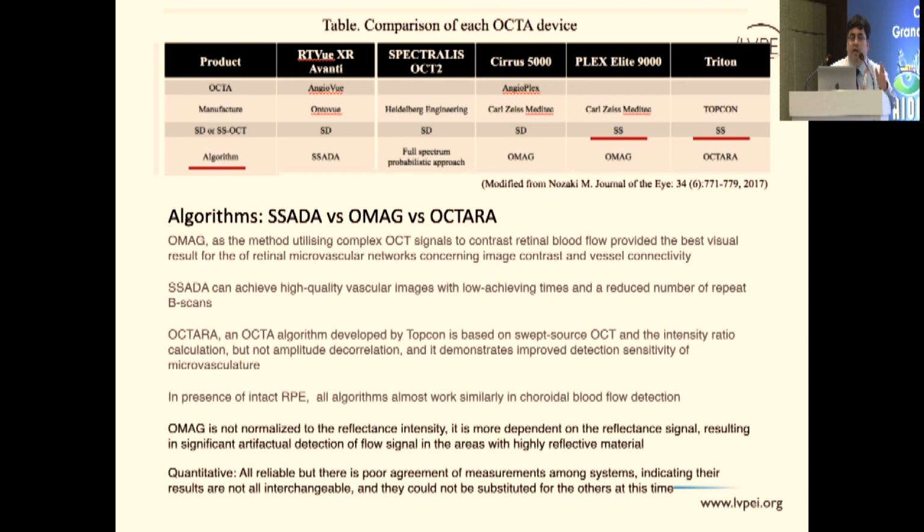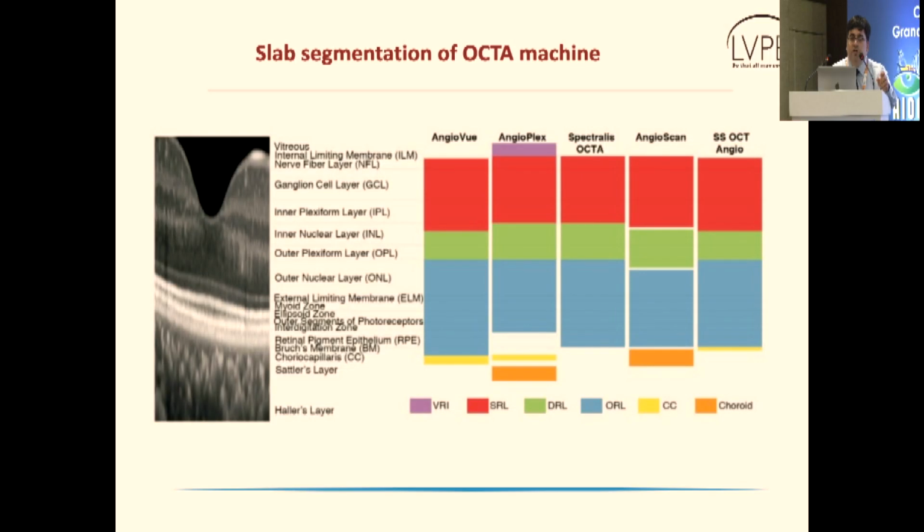In terms of quantitative analysis, all of them are working almost the same. Also, you have to understand that these machines are not exactly replicable. A scan from one is not exactly replicable on another. Why? If you look at the segmentation from these different machines, you'll realize these lines are not at exactly the same level. They have different algorithms within them for how they segment different layers of the OCT.